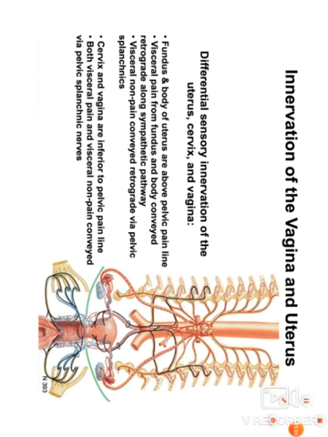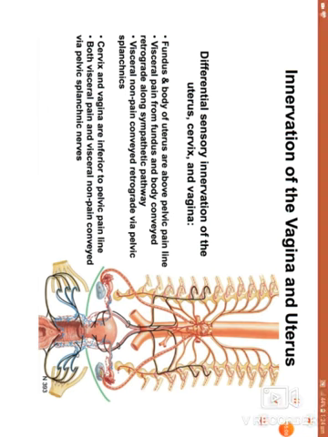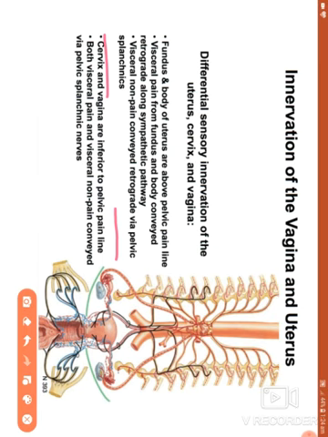Here, nerve supply, that is the autonomics through the sympathetic and parasympathetic. Parasympathetic, that is through the pelvic splanchnic nerves, S2, S3, S4. Sympathetic, that is through the T10, T11 segments of the spinal cord.